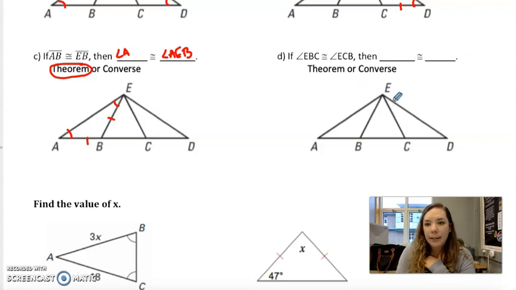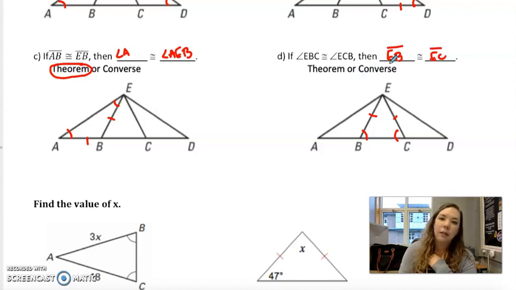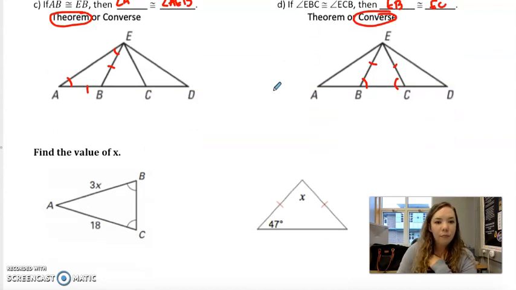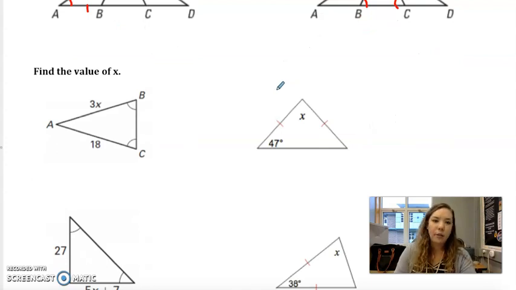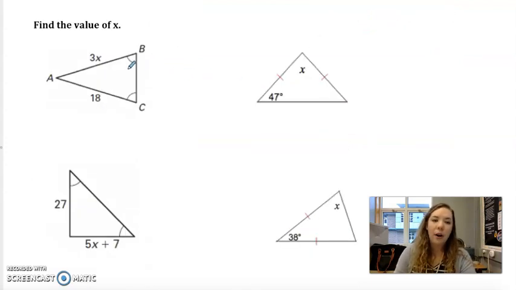If angle EBC, that's this one, is congruent to ECB, that's this one, then we can say EB is congruent to EC. Since they give us the angles first, that is the converse. Find the value of x. So again, we know that these are congruent angles. They mark those for us. So it means these two sides that are opposite our angles are congruent. So we can say 3x equals 18, which would make x 6.